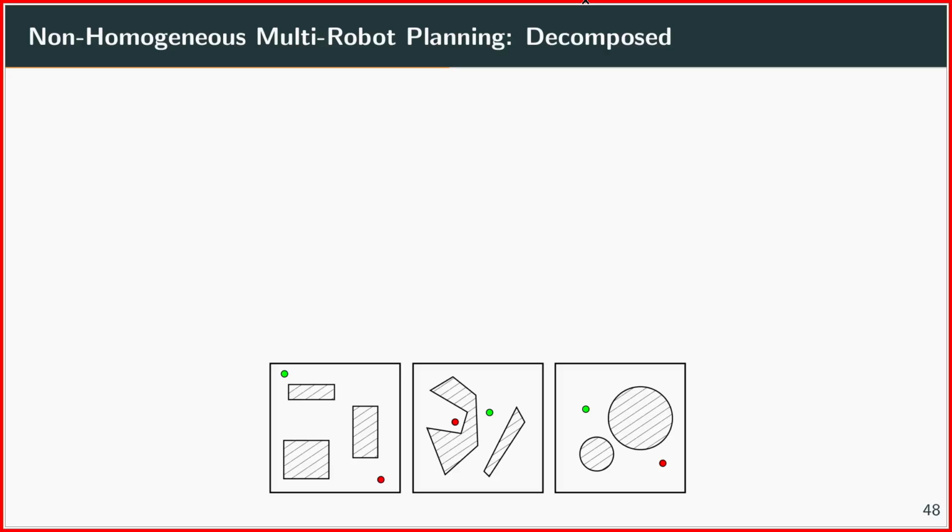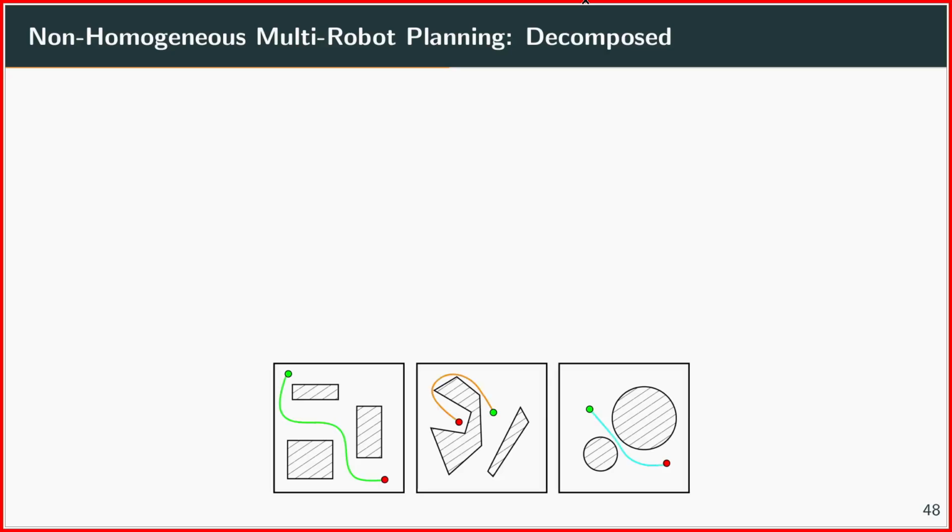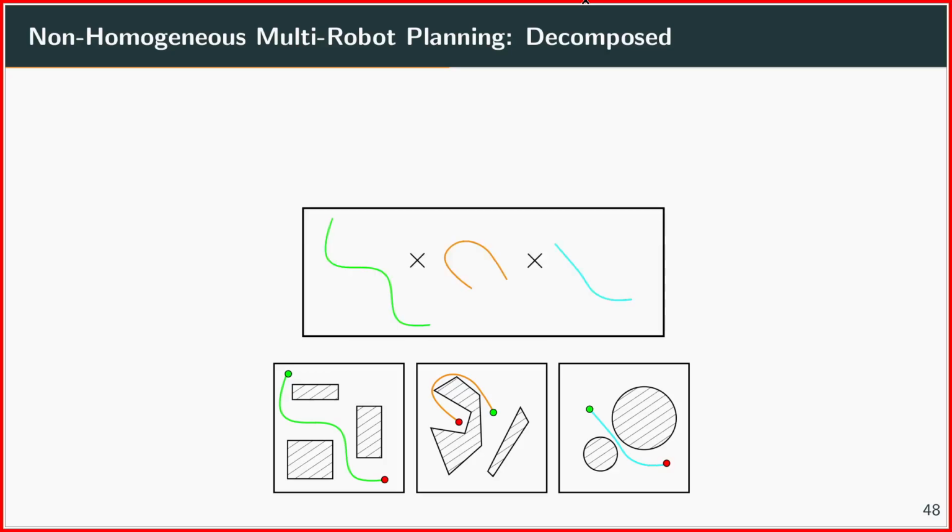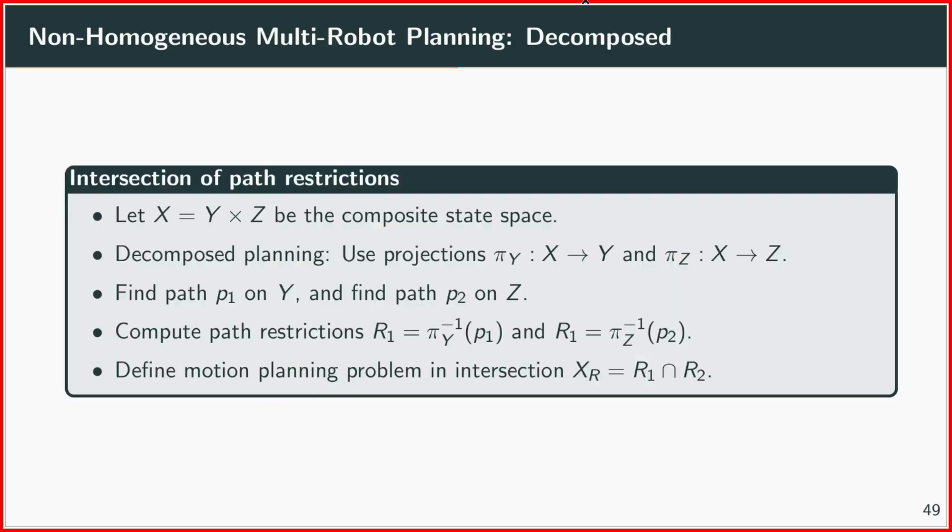And so for the decomposed approach, here is a small visualization. Instead of computing individual paths and then using them as constraints, what you do here is first plan for each of the individual robots as if there were no robot-robot collisions. So you get paths for each of the robots. Then you try to combine those paths into the composite state space. You would take the Cartesian product of those paths, so to speak, and that would give you a path in your composite state space. So this is the idea.